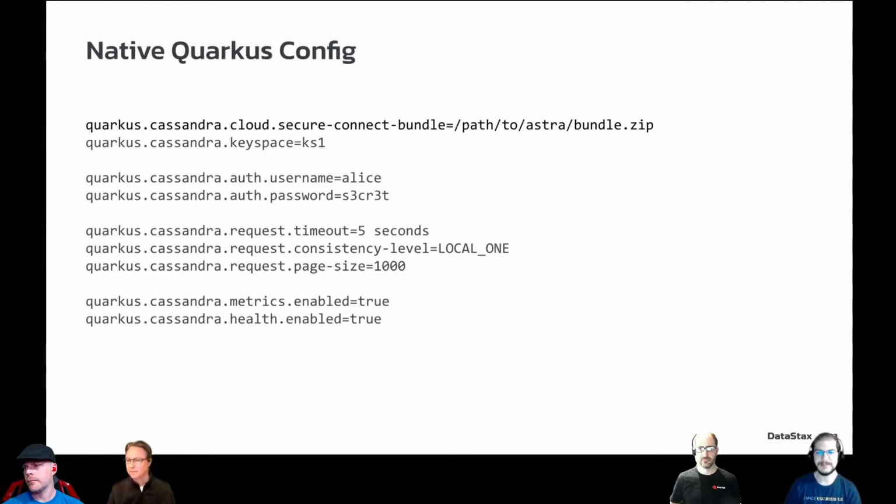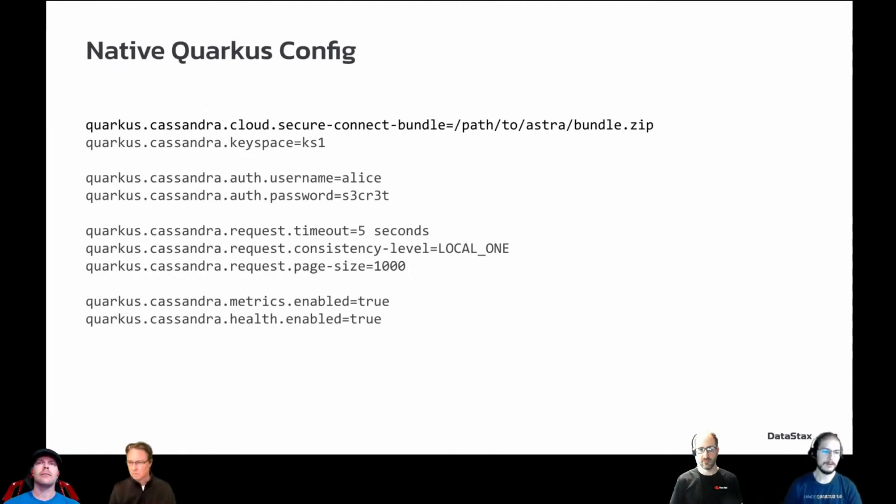But that's basically a zip file that the Astra service provides to you as a user to enable you to connect to the service, and that includes certificates and other security things, as well as a fully qualified domain that you actually use to connect. It all goes into a zip file to make connecting easy, and that zip file is supported by the extension. You can also specify keyspace, credentials, username, password, and some other driver-level config like timeout and consistency levels.